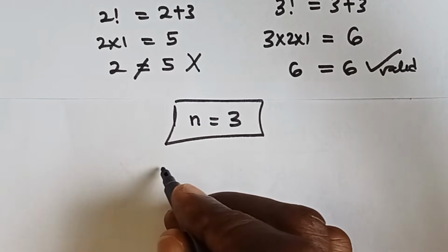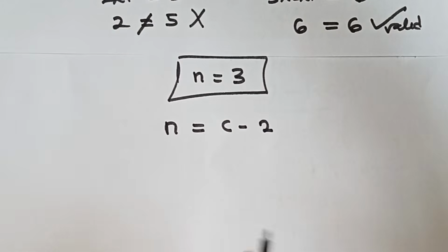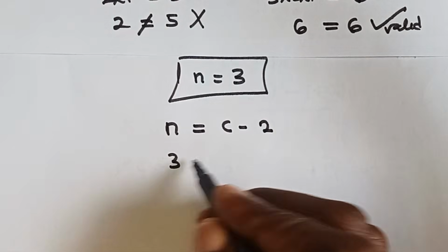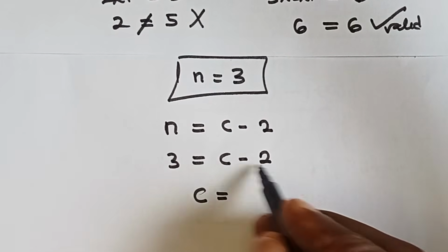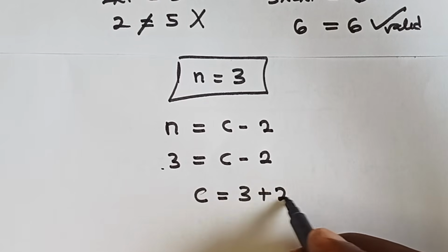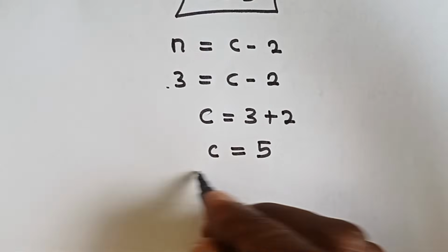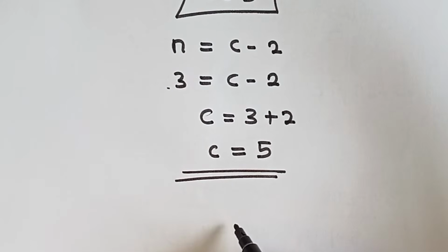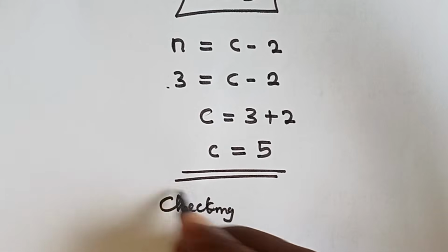Then let's recall that we said n equals c minus 2, right? Then n is 3, we have 3 equals c minus 2, and then c equals, when you bring this here, it becomes 3 plus 2, so c equals 5. All right, so that means the value of c equals 5. Let's quickly check if that is correct.